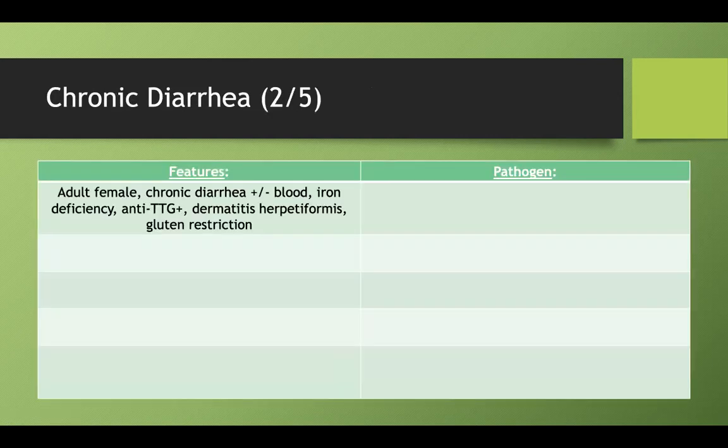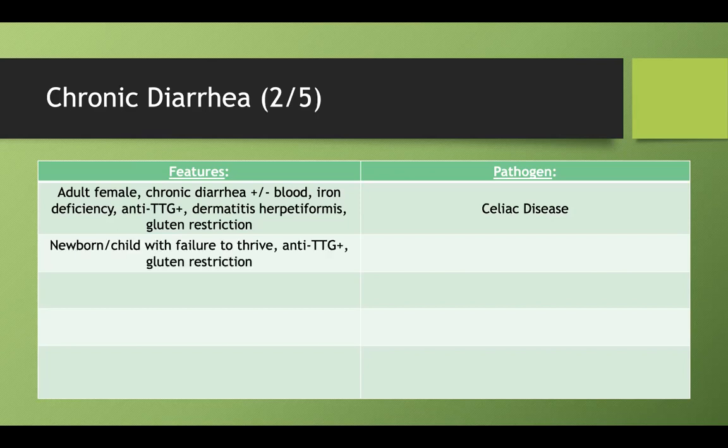So now, what if you have an adult female? You can occasionally have chronic diarrhea, sometimes with blood, sometimes without. It's more known for its association with iron deficiency. You can get anti-tissue transglutaminase positive on labs. Dermatitis herpetiformis is a known complication, and you need to restrict gluten as the treatment. So now we're describing celiac disease.